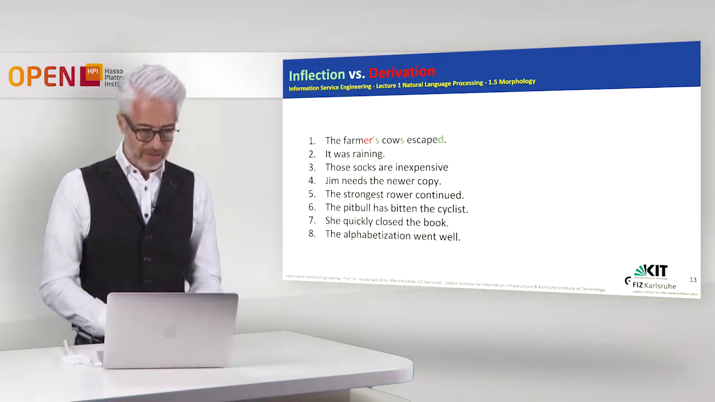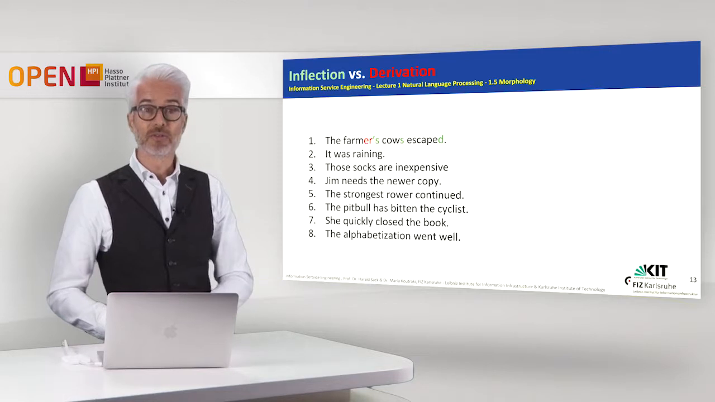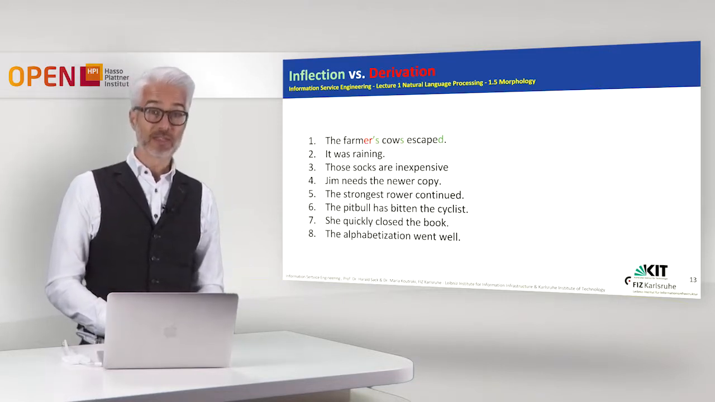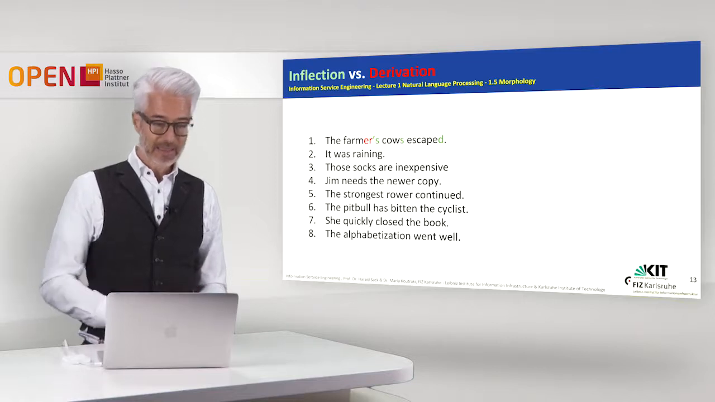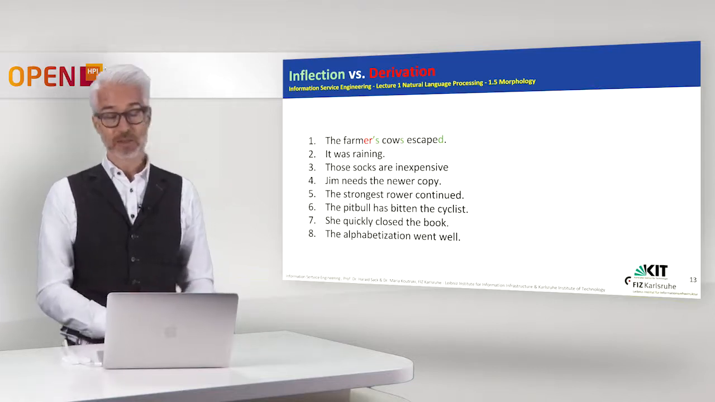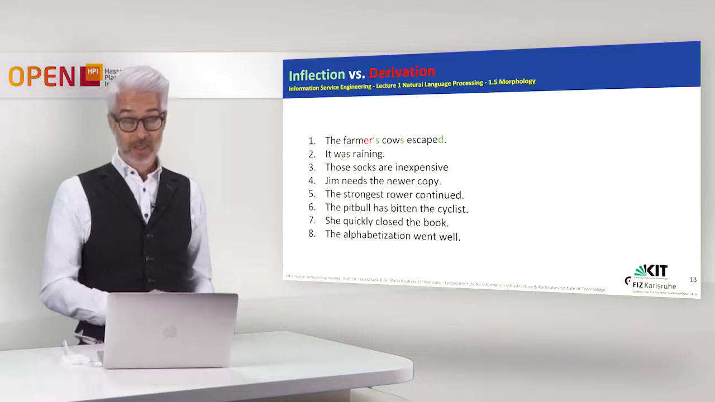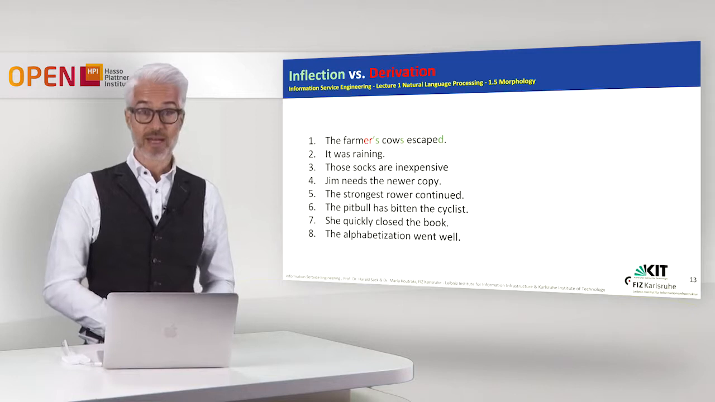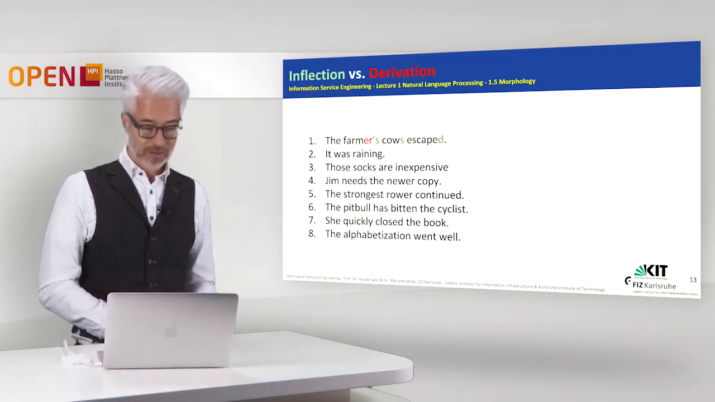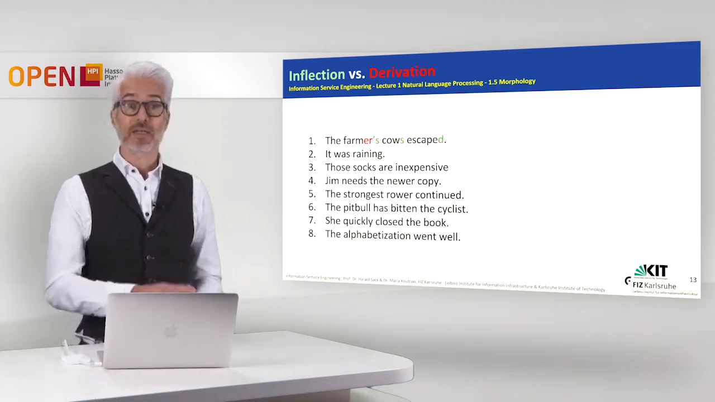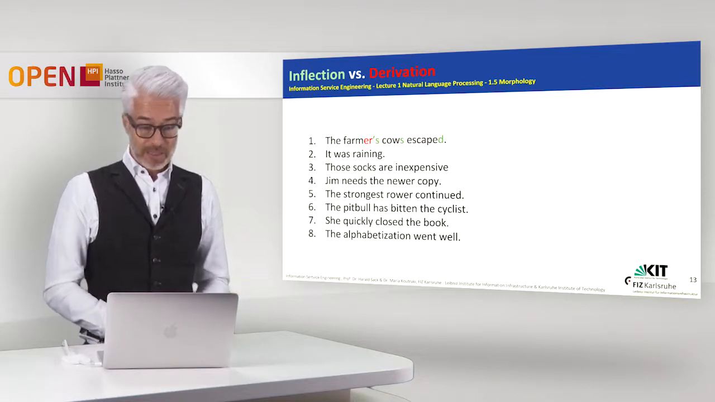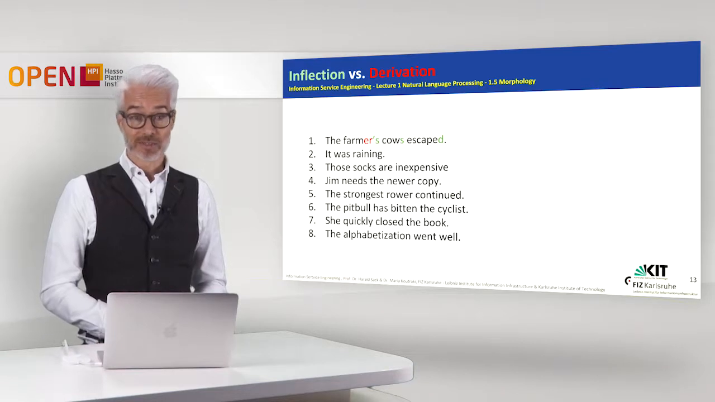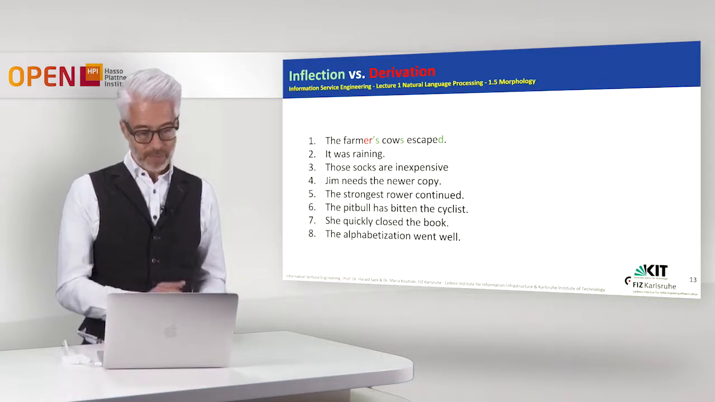First one, the farmer's cows escaped. So you see here we have a derivation. So the farm has become a farmer by adding er, and we are talking about the cows of the farmer. So therefore also we use this noun possessive s. So we add the apostrophe s to make it clear that the cows belong to the farmer and they escaped. Cows has an s, which is the plural s for nouns, and escaped, of course, here the ed, which expresses the past tense.